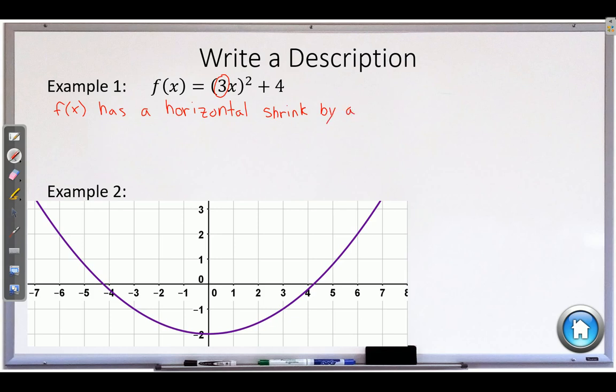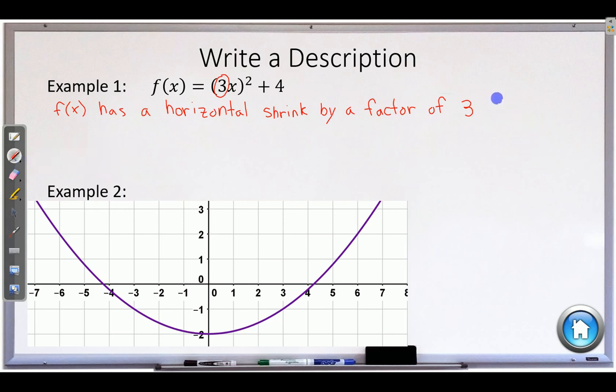By a factor of... Now here's where it gets a little confusing. There are two numbers here that I'm kind of okay with. If you say it's a shrink by a factor of 3, I think that makes perfect sense. I think most people would understand what you are talking about.